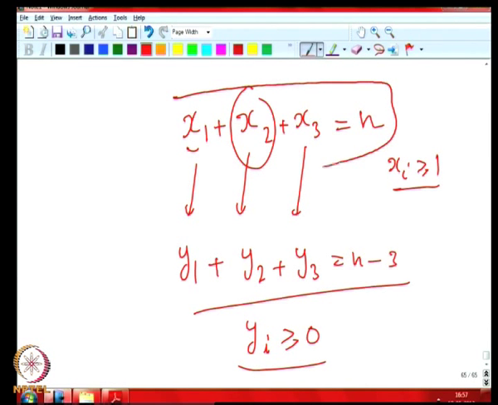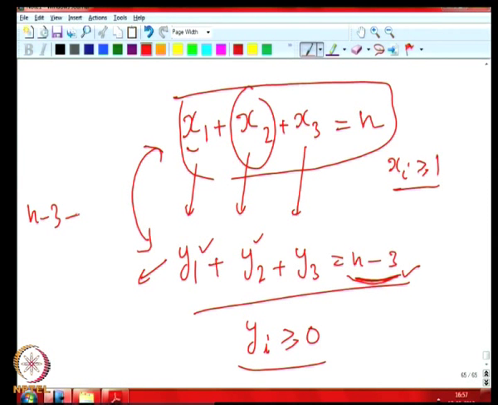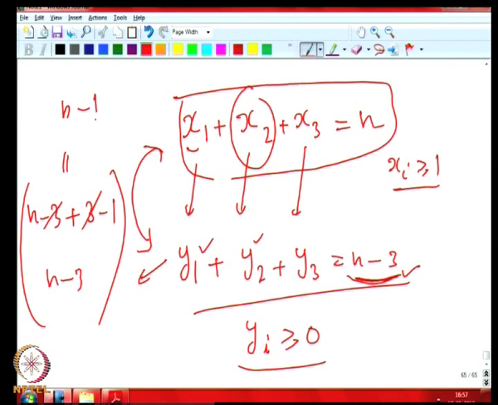If I get a solution for this, I can subtract 1 from each of them, and get the values that add up to n minus 3 now. That is what we want. So the solutions for this correspond to solutions for that, and vice versa. There is a bijection between the solution set of this and the solution set of that. So we can see how many solutions there are for the second one, and this we know, because r is equal to n minus 3 here. So n minus 3 plus the number of variables 3 minus 1, choose n minus 3, which we can write as n minus 1 choose n minus 3, which is n minus 1 choose 2.